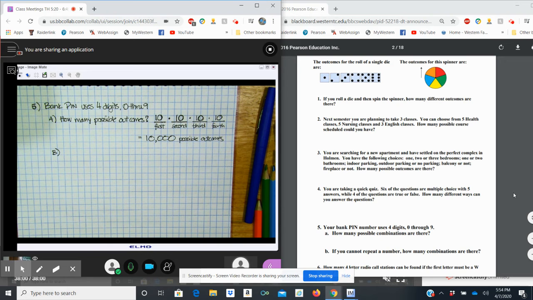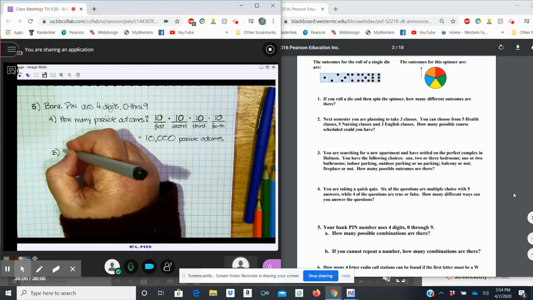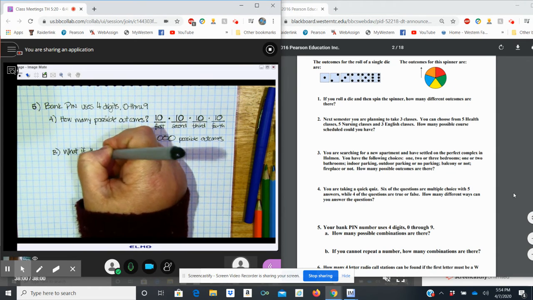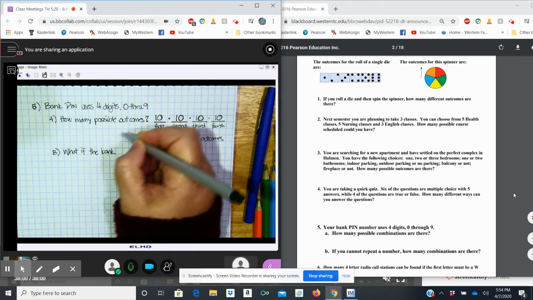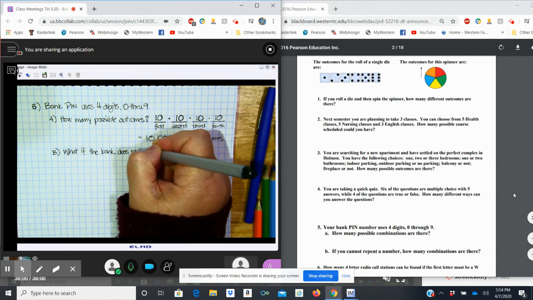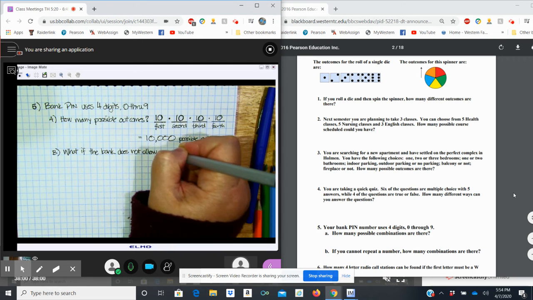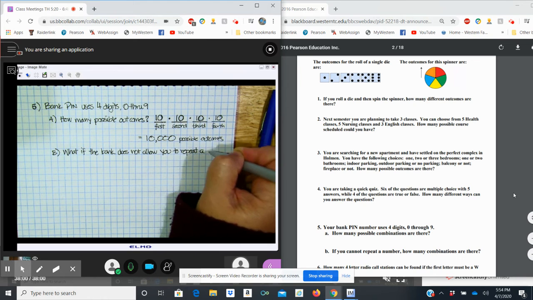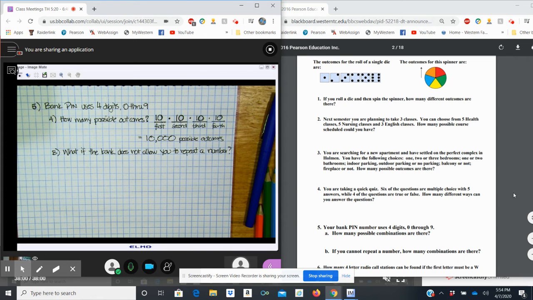Okay? Now, sometimes you know that banks will put restrictions on their passcodes. So, what if the bank does not allow you to repeat a number? In other words, the bank says, okay, you can have 0 through 9, but you can't use 2222.